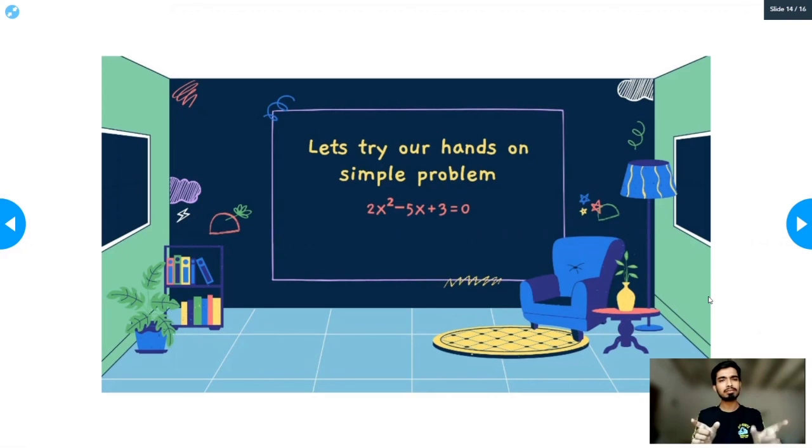We say that this bracket is equal to 0 and the second bracket is also equal to 0. We check both the possibilities. So basically, factorization is very important in order to give us this guideline on how to split the middle term in order to get the upcoming steps.